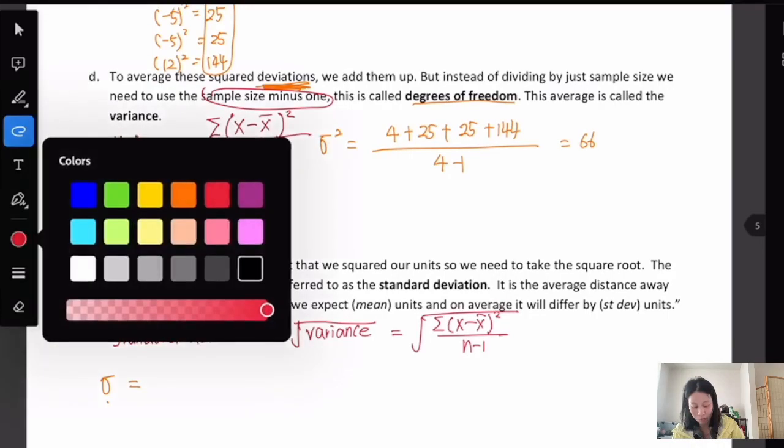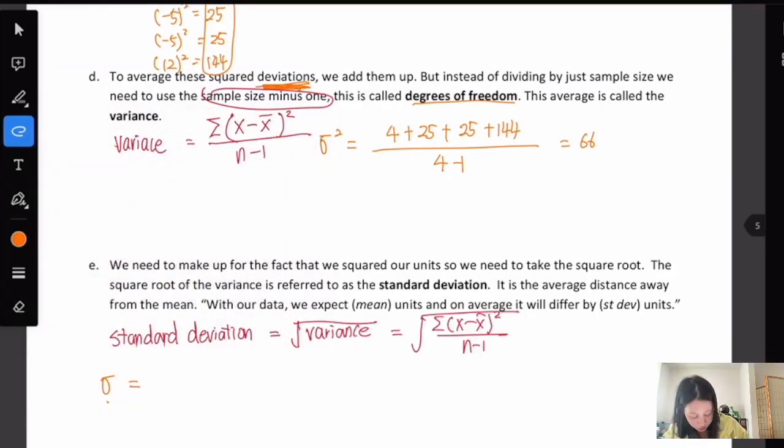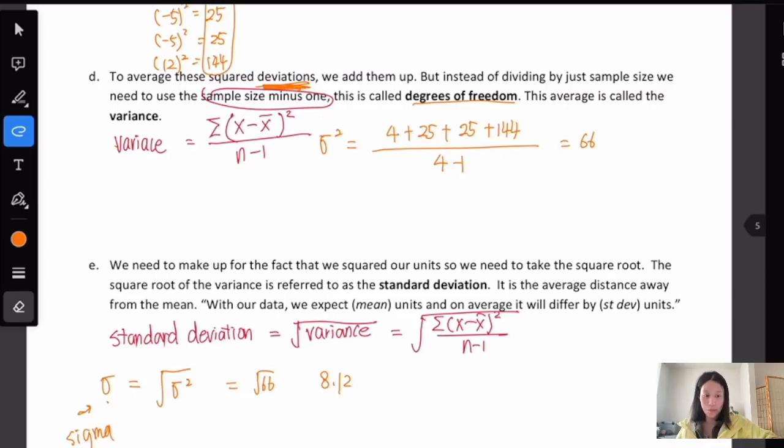So what we did earlier, we found that we want the square root of our variance. That square and square root cancel. That's why you get the sigma. This is called sigma. In our case, it's the square root of 66, which is equal to 8.12. So our standard deviation is 8.12.